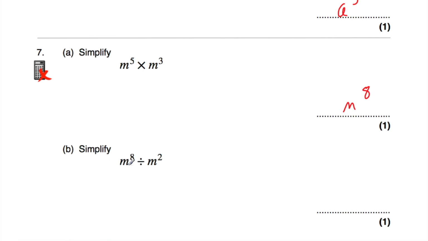And this division one, we've got m to the power of 8 divided by m squared. Because we're dividing things with the same base, we can take away the powers. That'll be m, and 8 take away 2 is 6, so it'll be m to the power of 6.